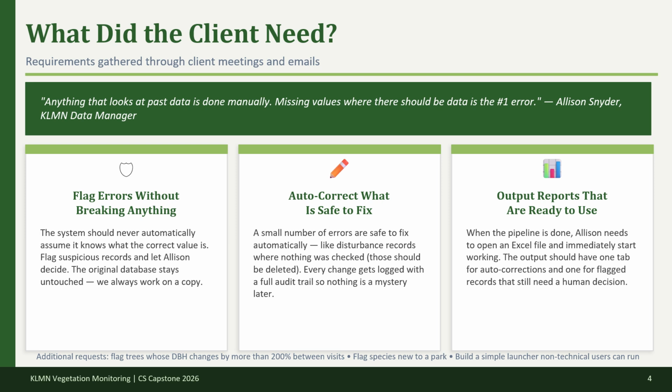They also came back to us with some additional requests. Flag trees whose diameter changes by more than 200% between visits. Flag when a species appears at a park where it's never been seen before. And build something simple enough that a non-technical user can run it without touching any code.